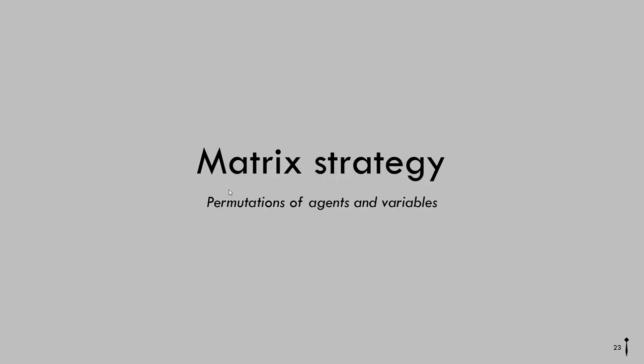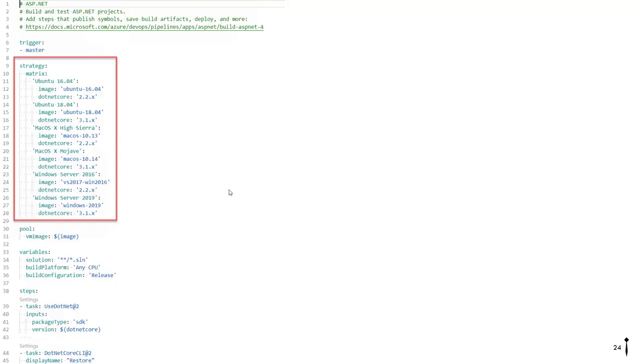Also strategies. We talked about strategies. The matrix strategy is a permutation of agents and variables, and that's an extremely valuable feature to have, especially if you are in a product-based development. This is what a matrix looks like. In my case, I defined a simple matrix made of Ubuntu 16.04 and 18.04, Mac OS X, High Sierra, and Mojave, and then Windows Server 2016 and 2019.